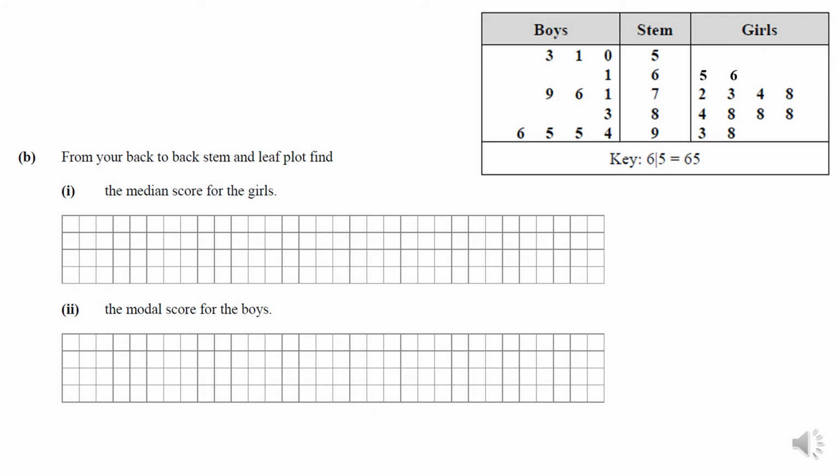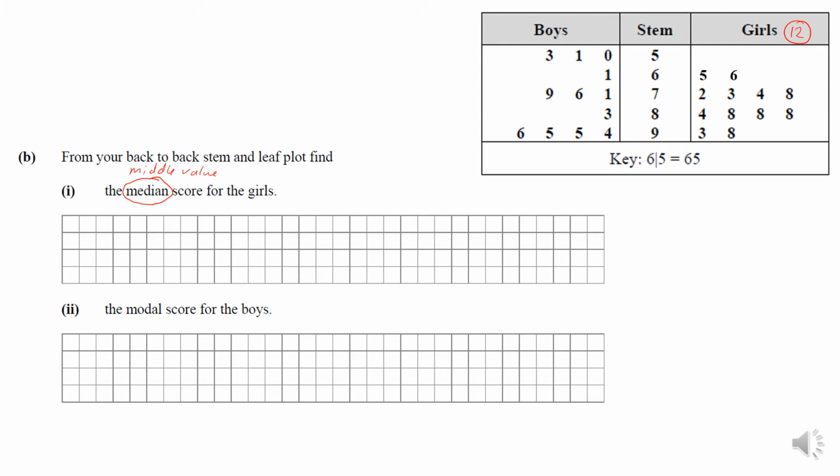Right, next part, from your back-to-back stem and leaf plot, find number 1, the median score for the girls. So you need to know what this word median refers to, and it refers to the middle value. Now if you count the number of entries for girls, you see there are 12 of them. So the middle will be 6 below and 6 above, so between the 6th and 7th value.